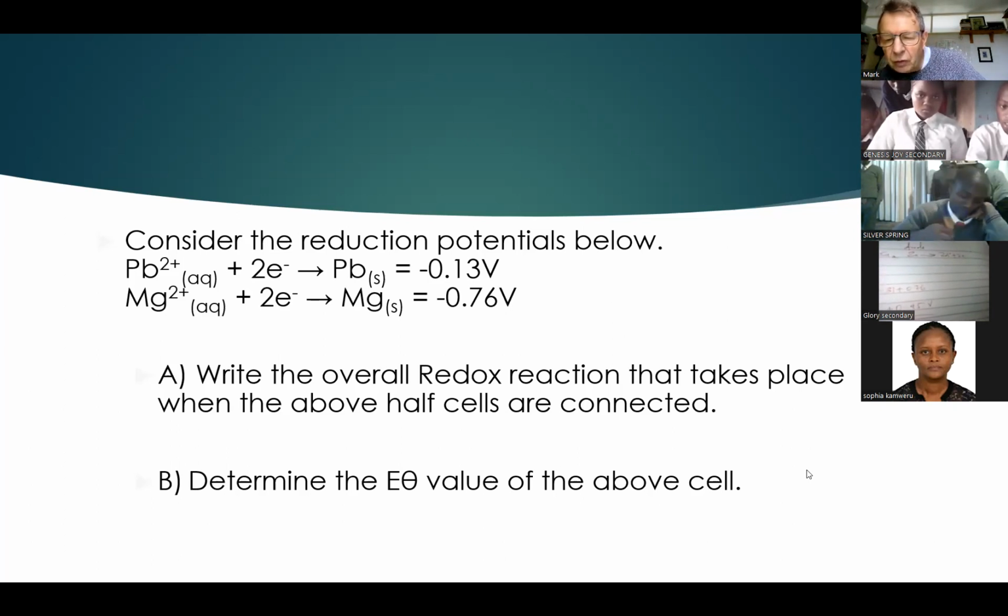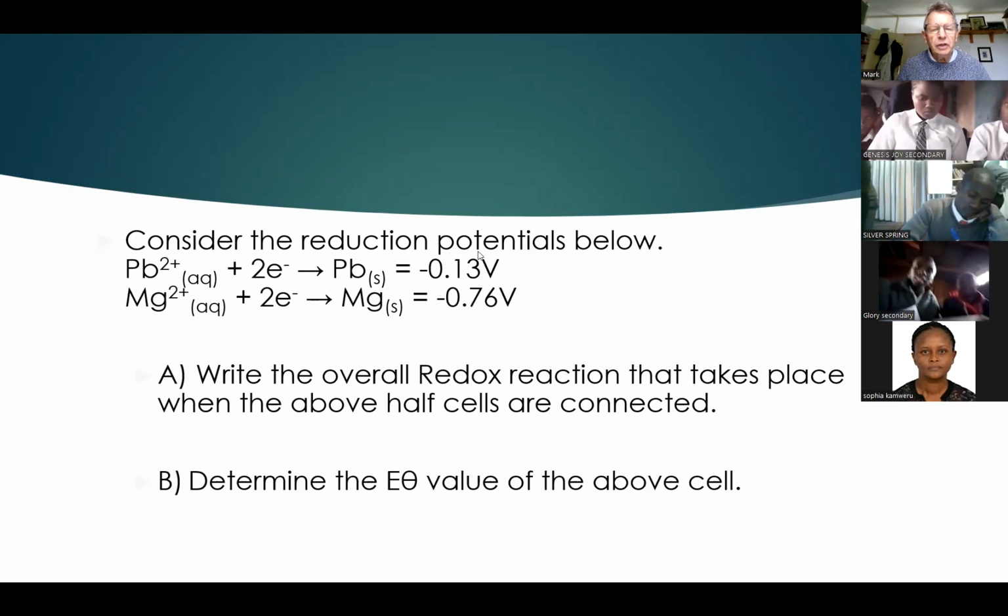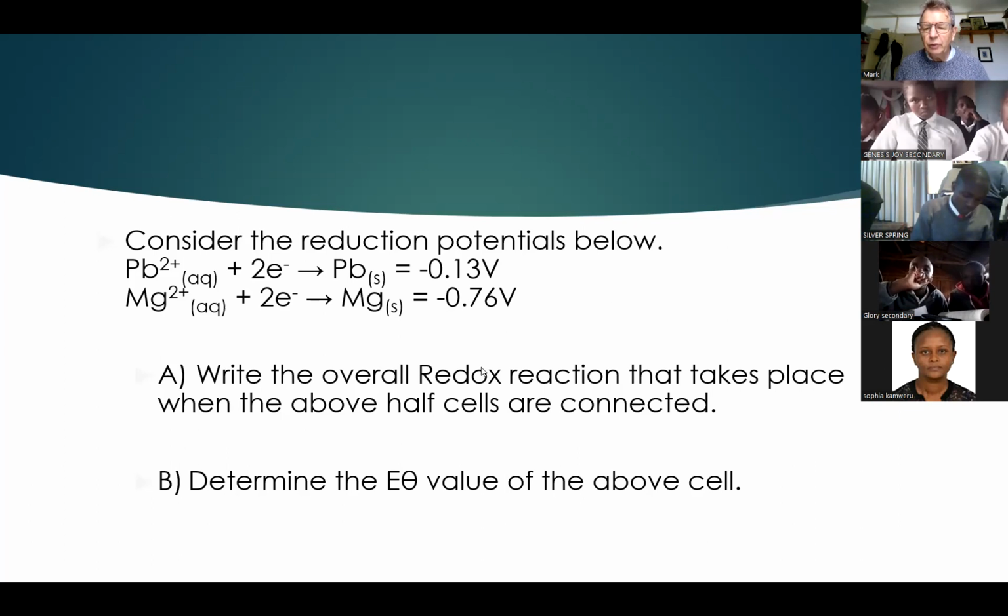Not 0.45. No. Remember, the more positive one goes in its direction, and the less positive one is reversed and changes its sign. So the more positive one we keep as it is. The more positive one stays the same, and the more negative one is reversed. So we change the sign of the more negative one. So which one is more negative? That's the magnesium, isn't it?